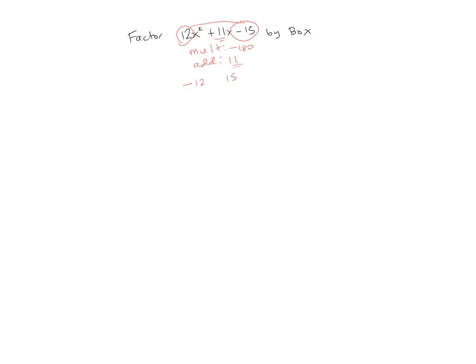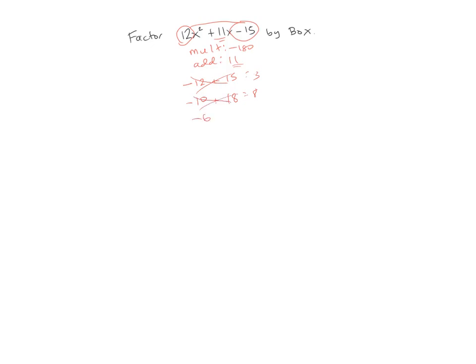When I add those together, I get 3. So clearly that's not right because I wanted 11. So let me pick another number that goes evenly into 180. How about negative 10? It goes in there 18 times. When you add those together, you get 8. Now that's still not right, but I'm moving in the right direction because 8 is closer to 11 than 3 was. So let's say I went to negative 6.